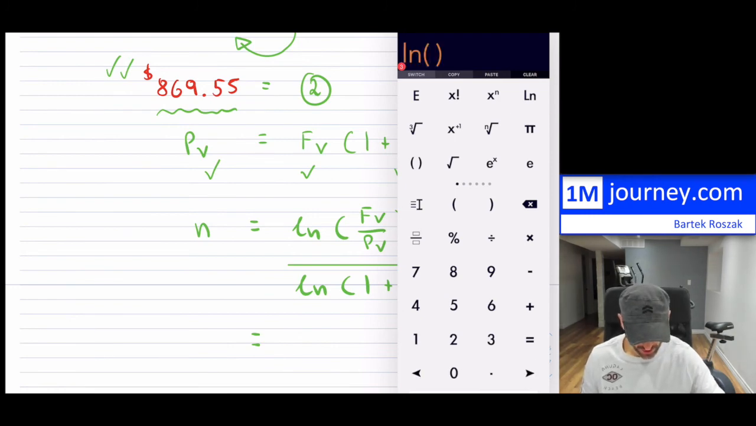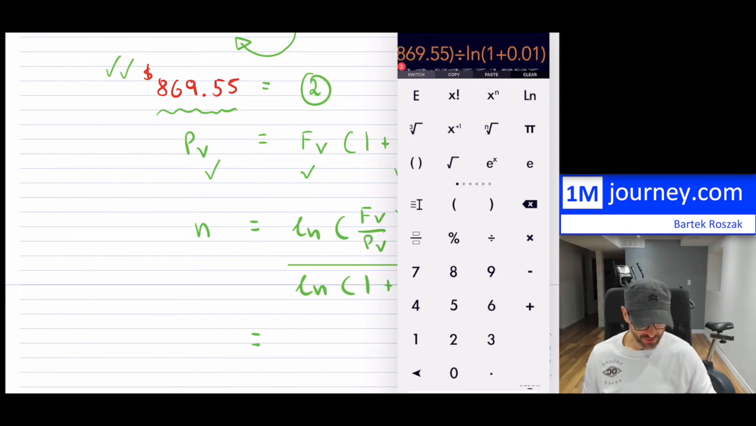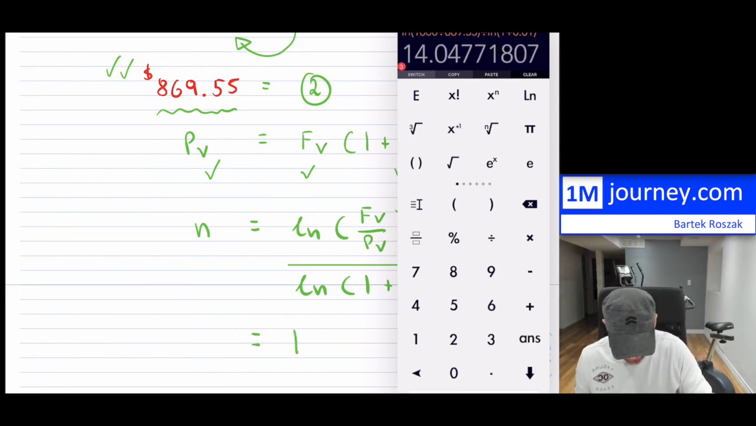So this is ln of the future value, $1,000, divided by the present value, $869.55. Then divide all of that by ln of 1 plus 0.01. And I'm going to just hit equals. And notice, it's approximately 14 months.